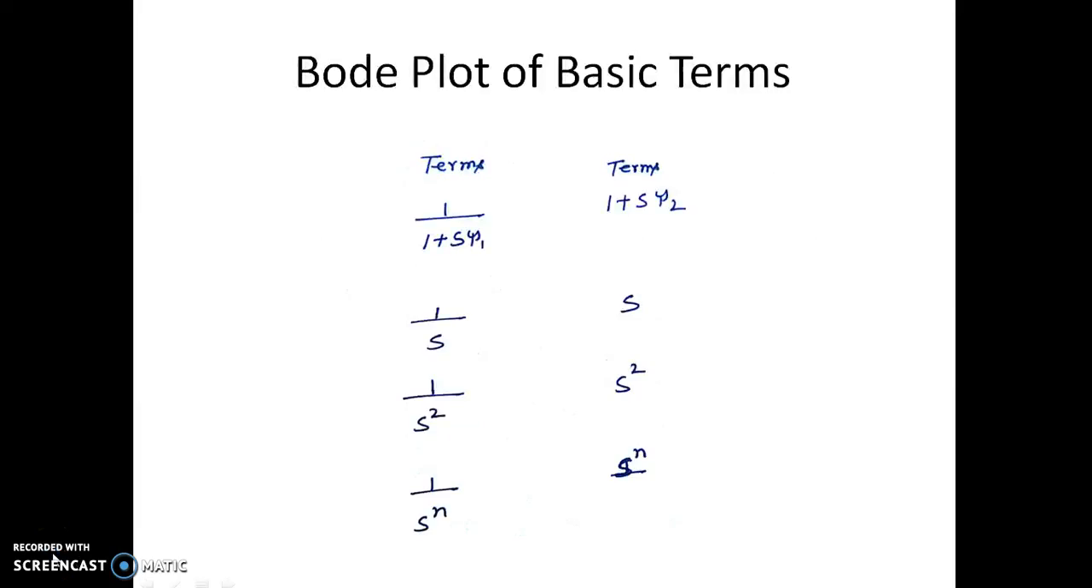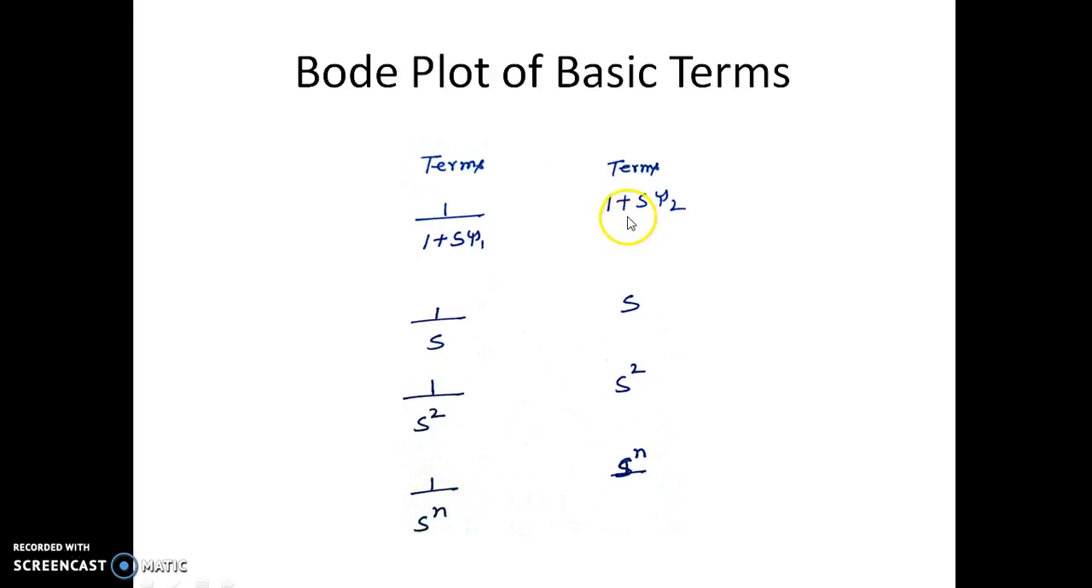So let us consider the general terms that will be coming in the open loop transfer function of a system, so that we can plot the Bode plot more comfortably. The terms are: there is a finite pole which has a time constant tau1. There is a pole at the origin. There are repeating poles at the origin, which is 1 over s squared, and there are n number of repeating poles at the origin, which is represented by 1 over s power n.